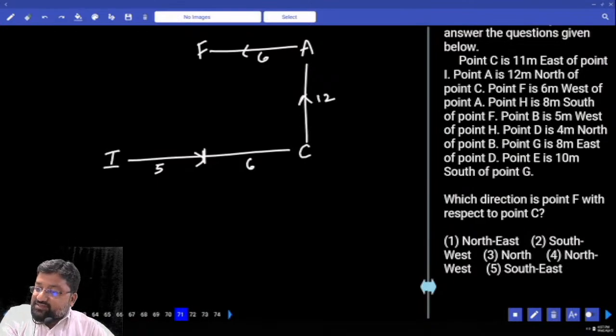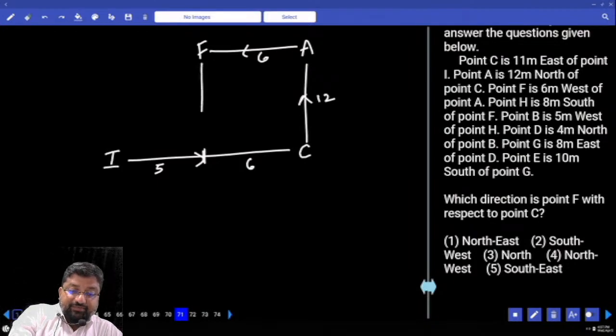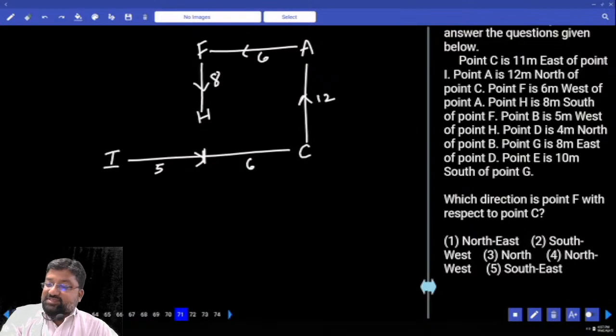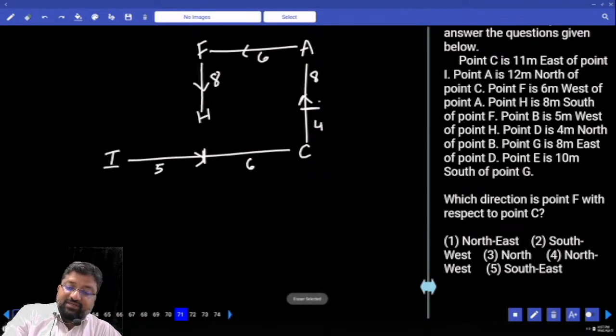Next is what? Point F is 6 meters to the west of A. Point H is 8 meters to the south of F. South of F by how many meters? 8 meters. What point is this? Point H. Mark a point here. This becomes 8, and this becomes 4. So immediately erase 12. As I told you earlier, make the necessary changes wherever it is required.